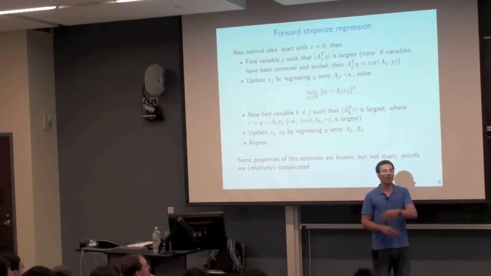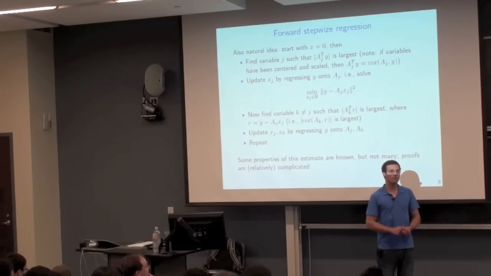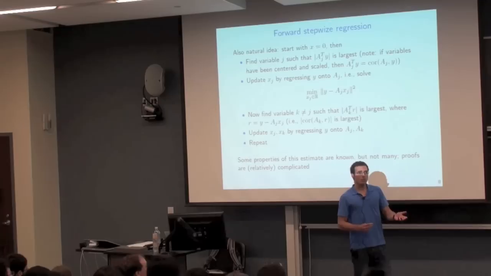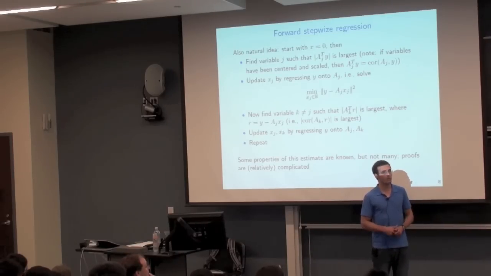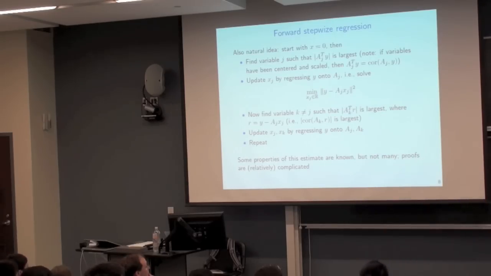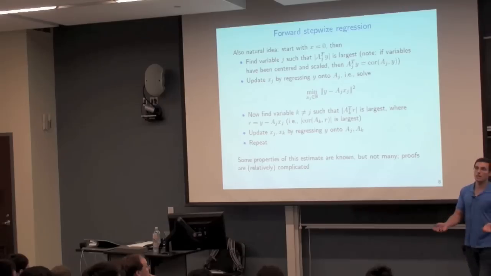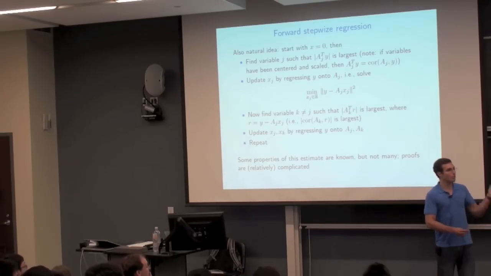That means that we regress y on that variable. Okay, so now that's in the model, it's going to be in the model forever, for the rest of the algorithm. Next, we're going to find another variable, a different one, that's most correlated with the residual from regressing y onto that first variable. So what's left? What hasn't been explained yet? That's the residual. That's y minus a_j times x_j. That's what we haven't explained yet. Let's find the variable that's most correlated with that residual. And then again, we throw that in the model.